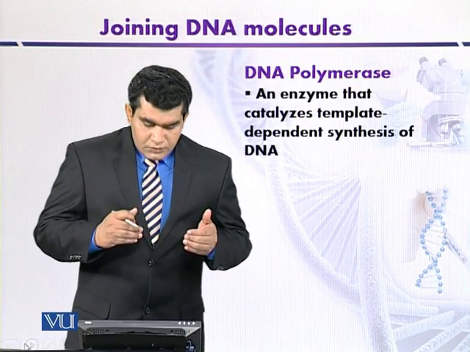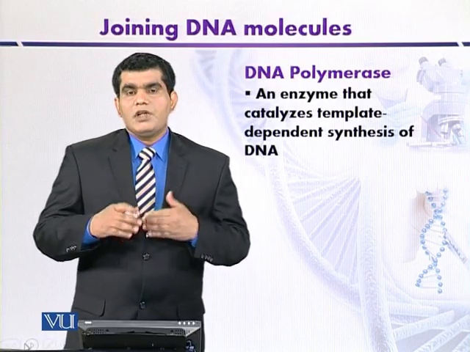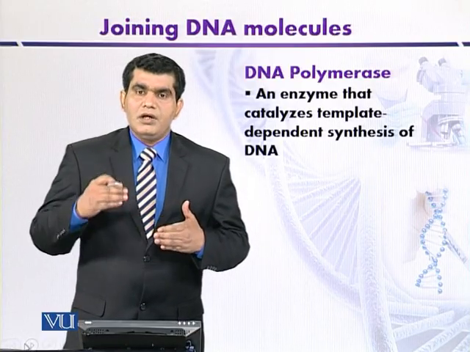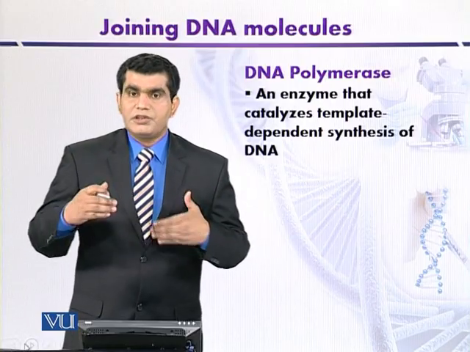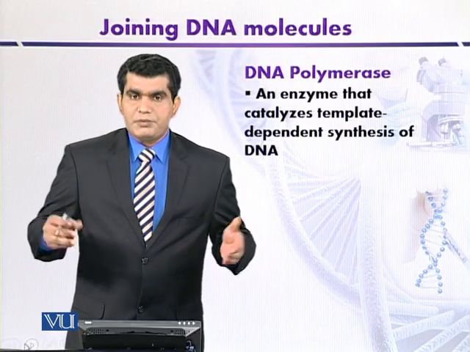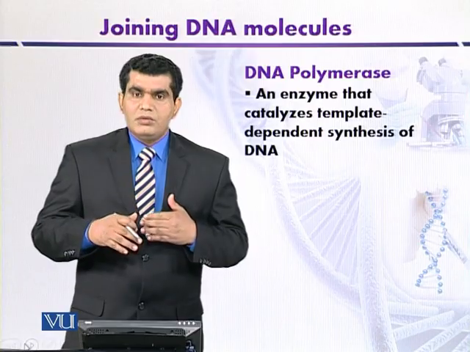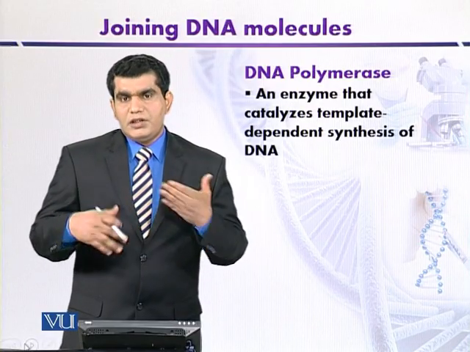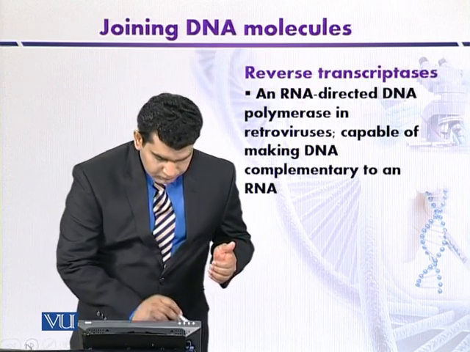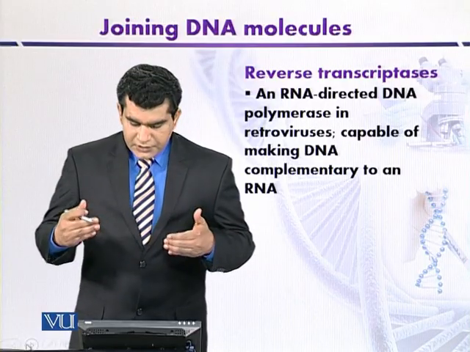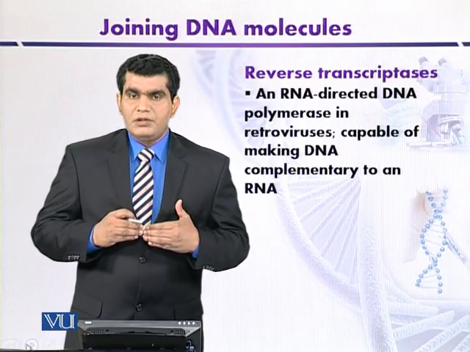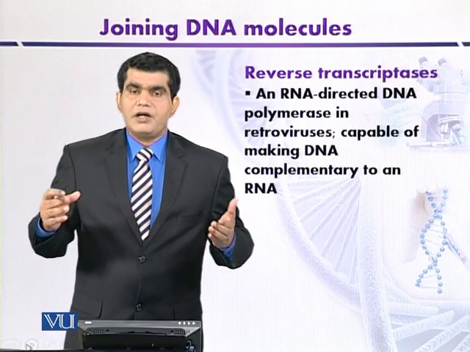In addition to DNA polymerase, RNA polymerases are also there that can use a DNA molecule as a template to synthesize a copy of RNA by a process which is called transcription. In addition to that, there are also other types, which are called reverse transcriptases. Reverse transcriptases are basically RNA-dependent DNA polymerases, and mainly they are produced by RNA viruses.